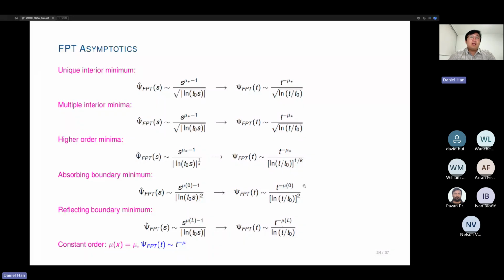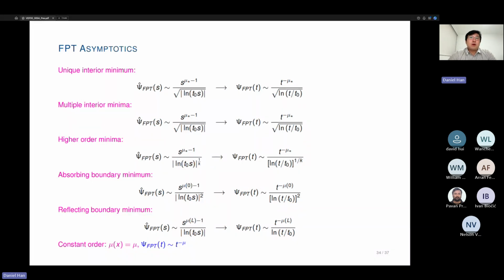And so you can immediately see that by introducing my variable order component, so as my fractional exponent varies over space, I end up with actually t to the power of minus mu, but now mu is the minimum value of my fractional exponent in the entire domain. And also depending on the geometry, so if it's located at different positions, I end up with different corrections with logarithms of time.